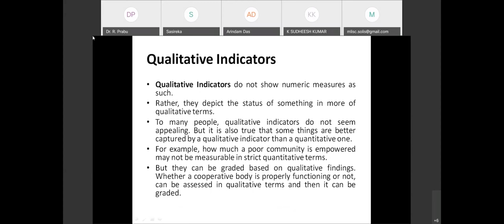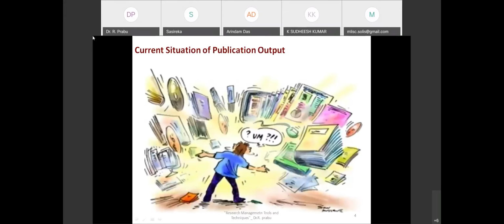For example, how much a poor community is empowered may not be measurable in strict quantitative terms, but they can be graded based on qualitative findings. And whether a corporate body is properly functioning or not can be assessed in qualitative terms, and then it can be graded. So we might have understood the concept and the difference between qualitative and quantitative indicators.